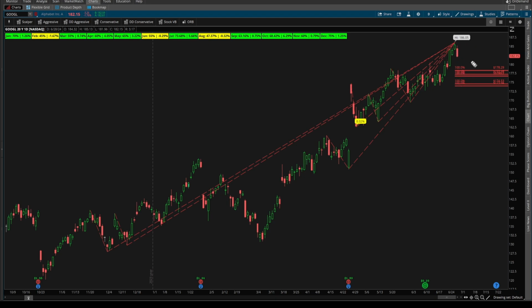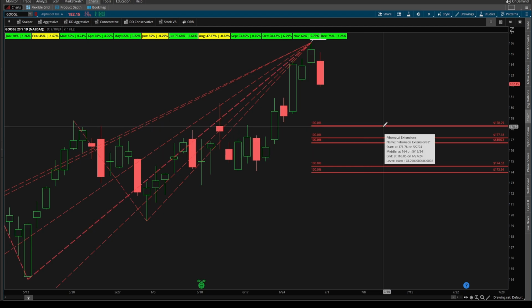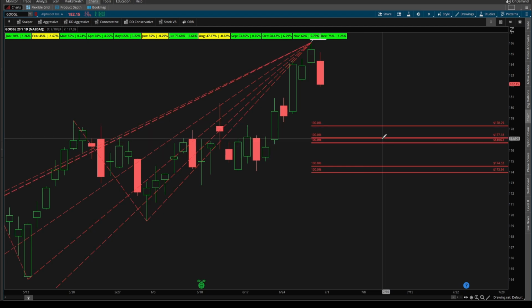I drew some Fibonacci extensions here to try and extrapolate similar price movements. That gave us a few major clusters. We have 3 key levels that I would really say. You have that 178 level, you have that 177 level, and then you have the next cluster down here near 174.50.